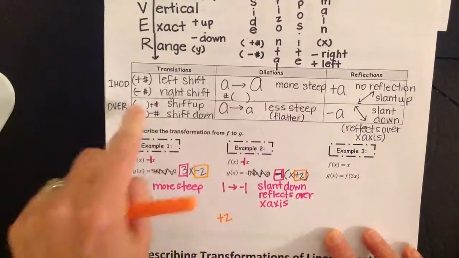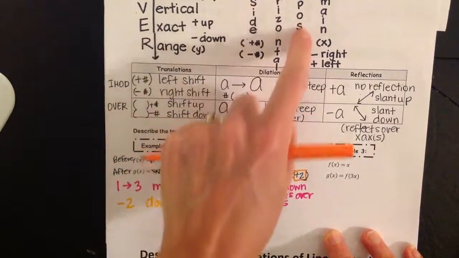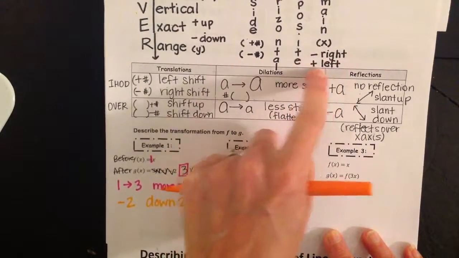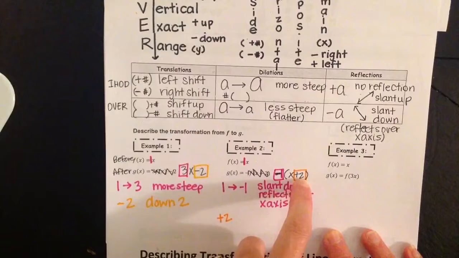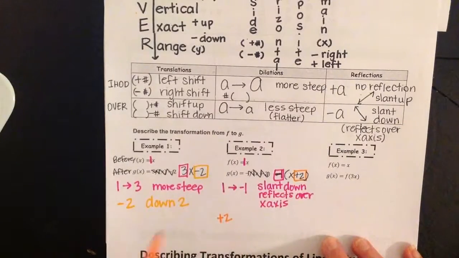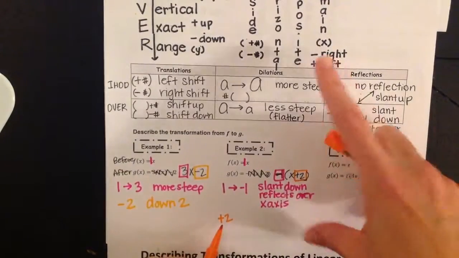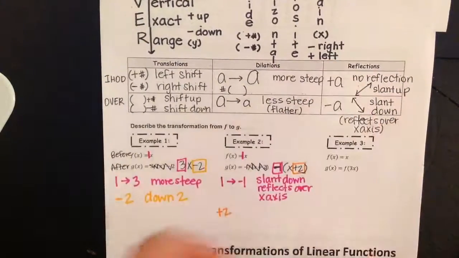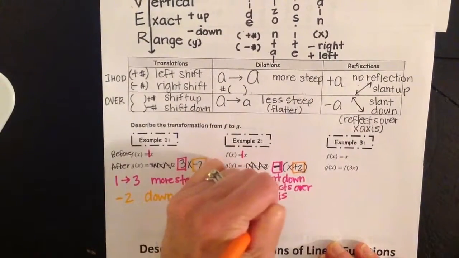Because it's an inside number, it's going to do the opposite of what we think. So subtraction means right, addition means left. So we have addition 2, so plus 2. So we normally think that moves right, but because it's doing the opposite, it's actually moving left 2 units.